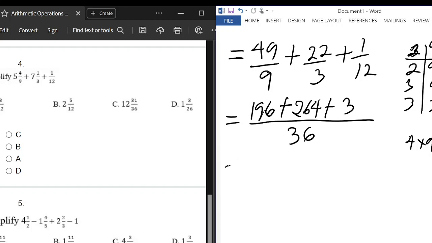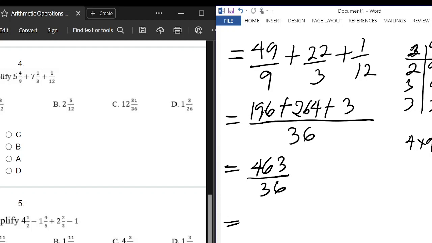So we then add the numerators together. So that is 196 plus 264 plus 3, that gives 463 divided by what? 36. So we can then see if a number can divide everything here. So let's look at it. 4 plus 6 plus 3, that's 13. No, 3 cannot go, so 2 cannot go. So what we're going to do is let's divide it by 36 and see what we're going to have.